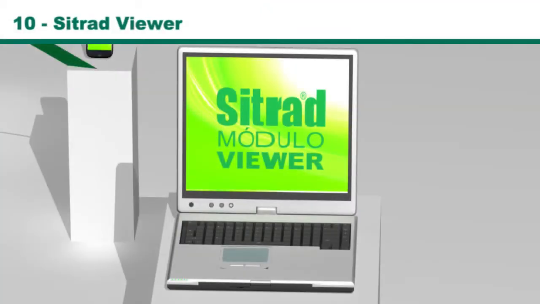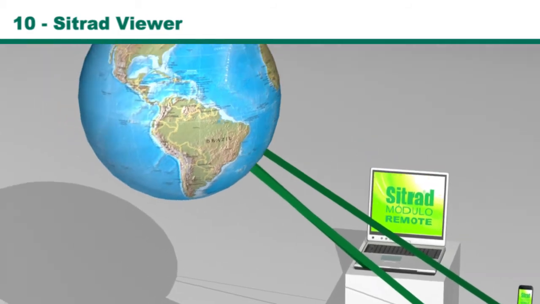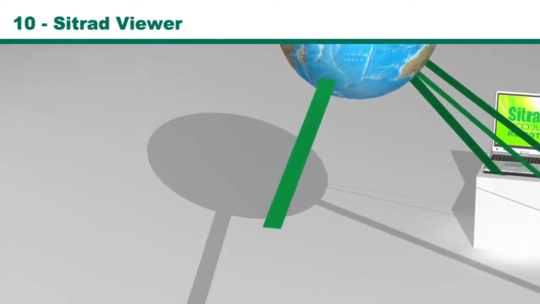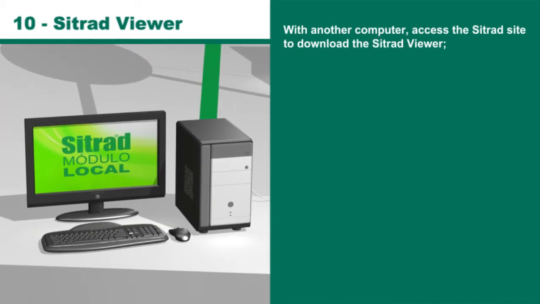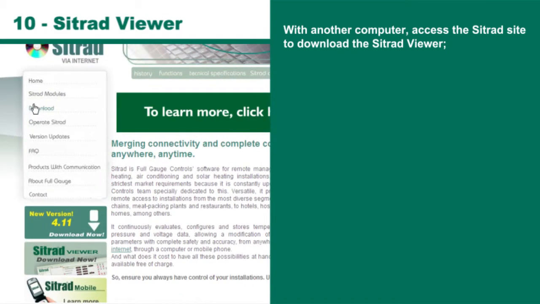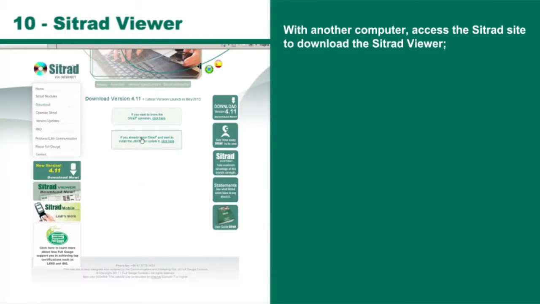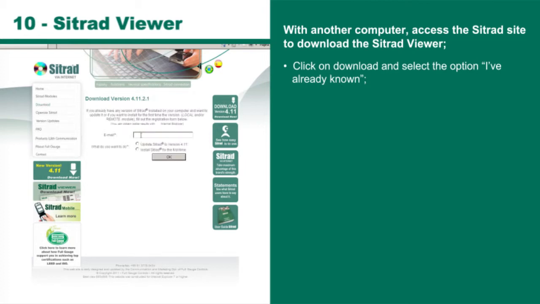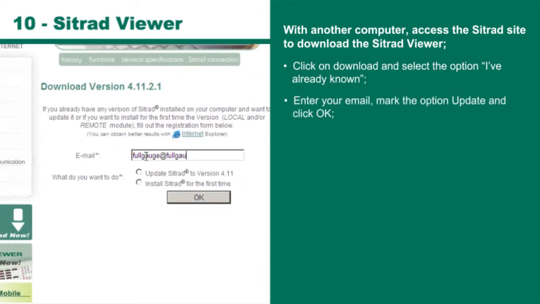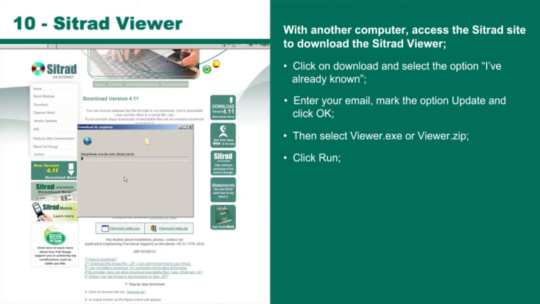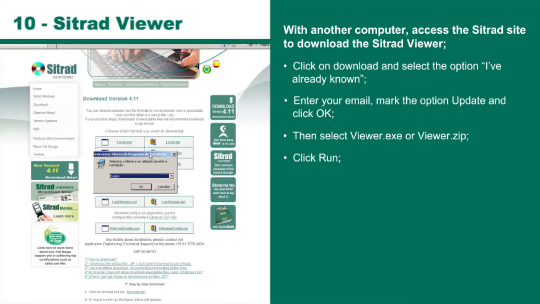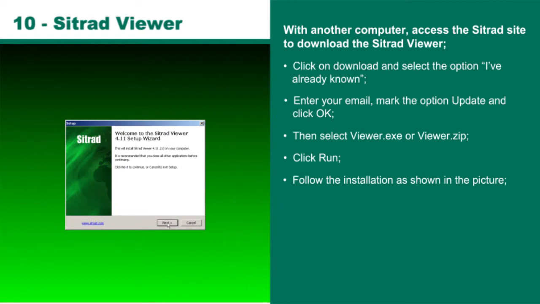Sitrad Viewer. With Sitrad Viewer, you have a remote monitoring central and can view multiple installations on one screen. With another computer, access the Sitrad site to download the Sitrad Viewer. Click on Download and select the option I've already known. Enter your email. Mark the option Update and click OK. Then select viewer.exe or viewer.zip. Click Run. Follow the installation as shown in the picture.